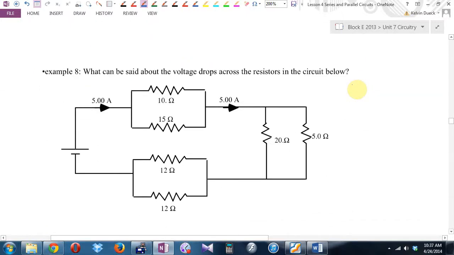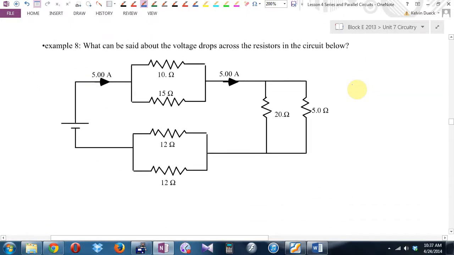Example 8. What can be said about the voltage drops across the resistors in the circuit below? What do you notice they didn't give you in example 8? Okay, I don't know total voltage. But you know what? If I can add up the hills, as long as I'm always going downhill, don't go back uphill, that's another way to find out how high the mountain is, either by measuring the height of the chairlift or by keeping track of how far down I have to go to get to the bottom. Either way, I'll get the total voltage.